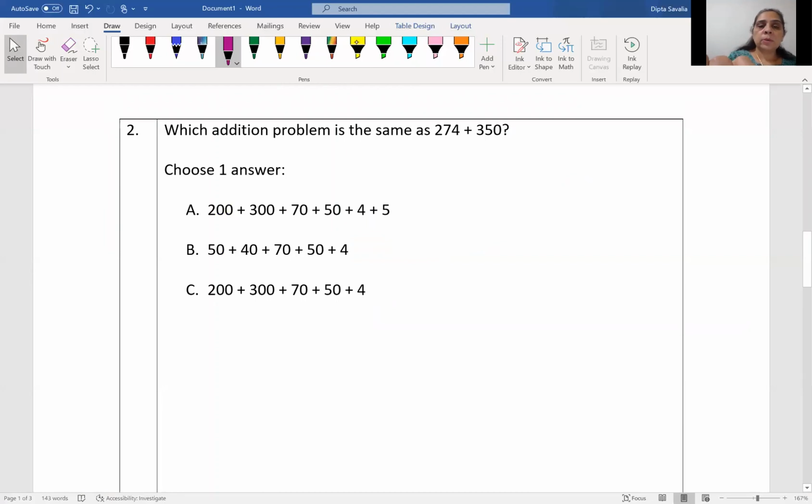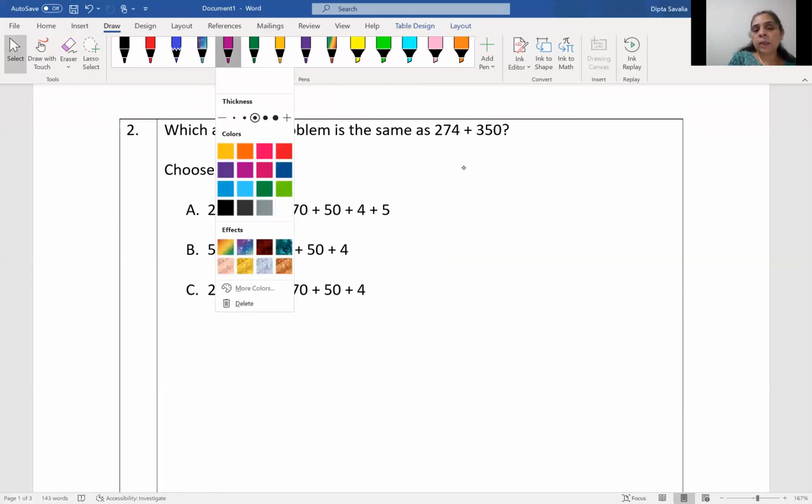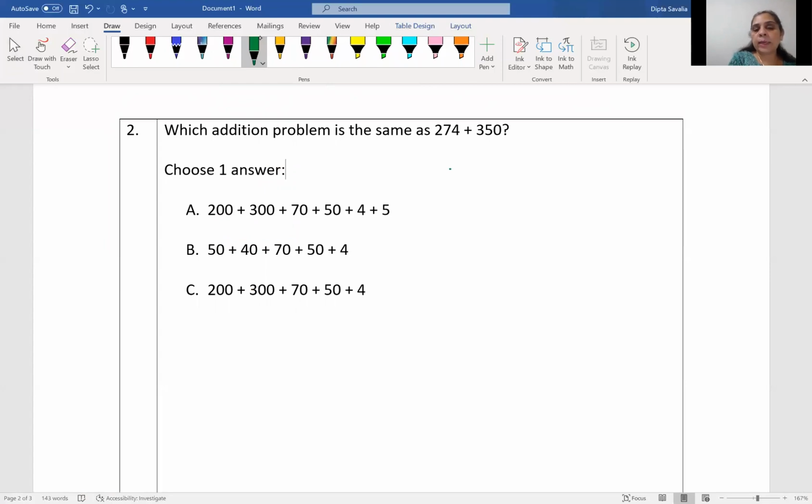Okay, so we have to add these two numbers again. First thing, we will write down the expanded form for each one. 274. How many hundreds do we have? 2. So what is the value for this 2 here? It is 200. What is the value for 7 here? It is 70. And what is the value for 4 here? Which is 4. Now let's check the next one. 350. How many hundreds? We have 3 hundreds. So what is the value for this 3 here? 300.